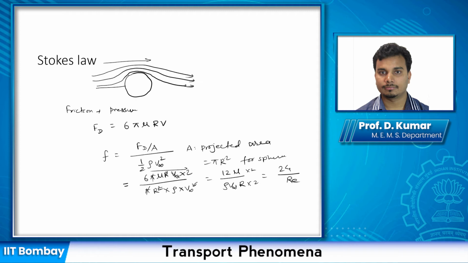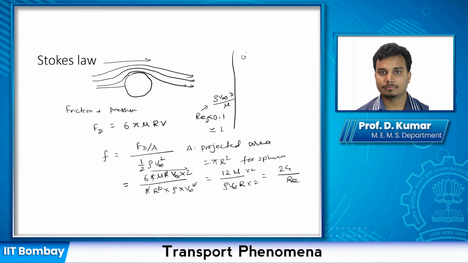So for Stokes flow, which is essentially true for Reynolds number less than 0.1, where Re_D is again defined as rho V infinity D by mu, but it's fairly accurate till Reynolds number equal to 1. For this kind of flow, you can also calculate the terminal velocity. I will leave that as an exercise.